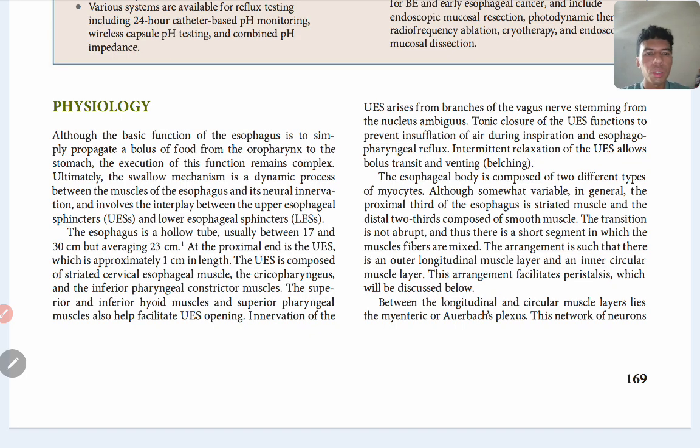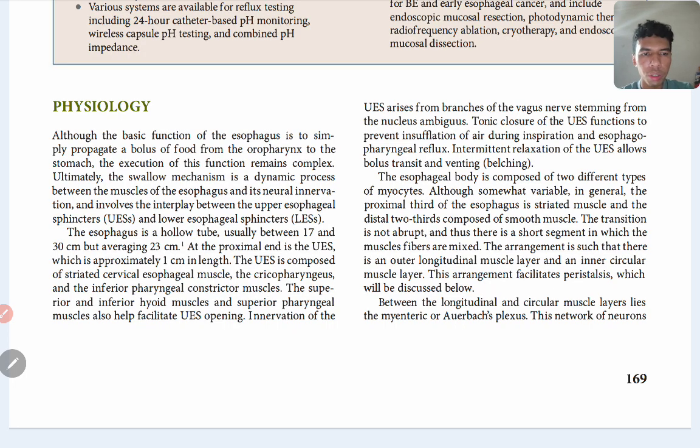Tonic closure of the UES functions to prevent insufflation of air during inspiration and esophago-pharyngeal reflux. Intermittent relaxation of the UES allows bolus transit and venting, belching. The esophageal body is composed of two different types of muscle. Although somewhat variable, in general the proximal third of the esophagus is striated muscle and the distal two-thirds is composed of smooth muscle. The transition is not abrupt, and thus there is a short segment in which the muscle fibers are mixed.